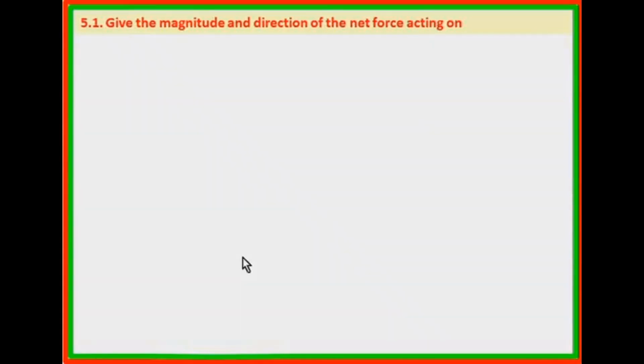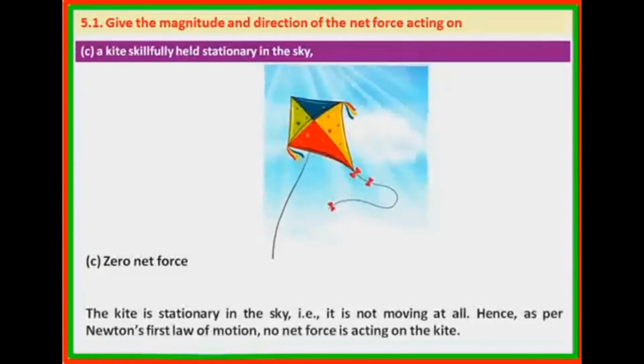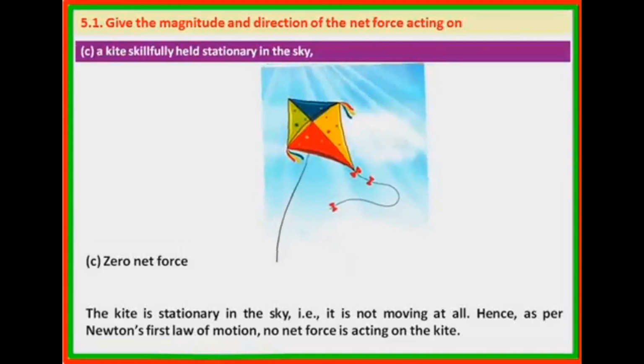Right? Third part of the question. A kite skillfully held stationary in the sky. The word stationary means the object is going to be at rest. If an object is at rest, we know that there is no net external force acting on it according to the first law of motion. So the net force acting on the kite must be zero, then only it will be at rest. That means that it will be stationary.